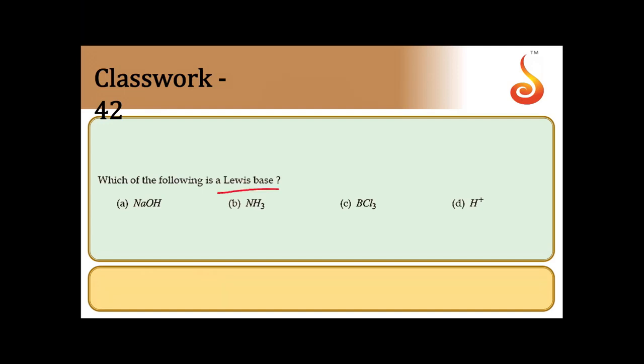Then 42. Which of the following is a Lewis base? A Lewis base is always an electron pair donor. If you take ammonia, it has a lone pair of electrons on the nitrogen atom, so ammonia will be an electron pair donor. The remaining cannot donate because they are electron pair acceptors. So option is B. Electron pair donor is the answer.